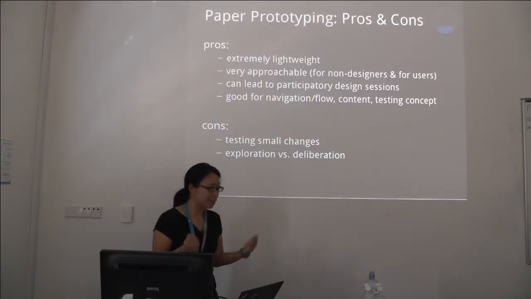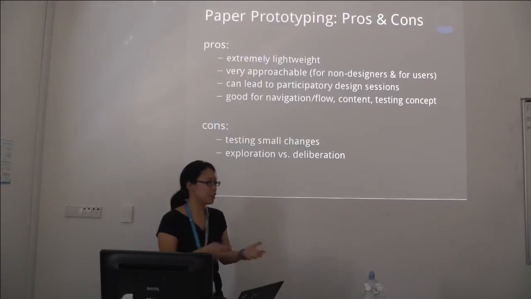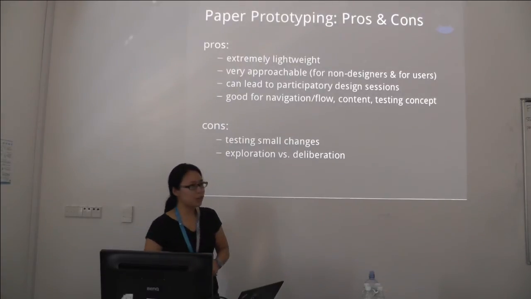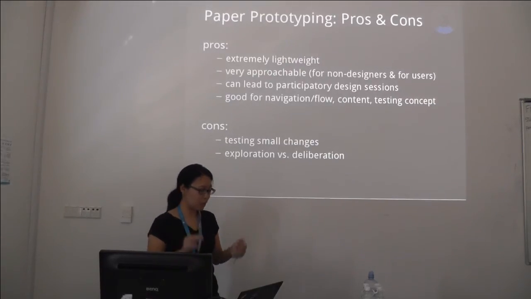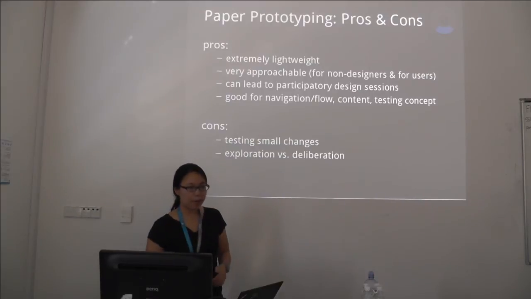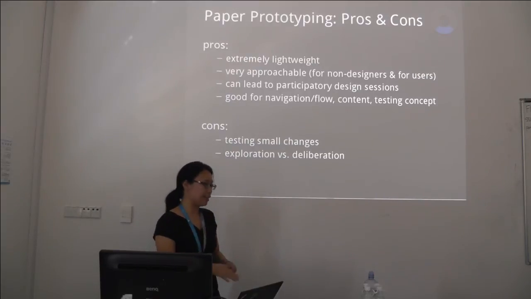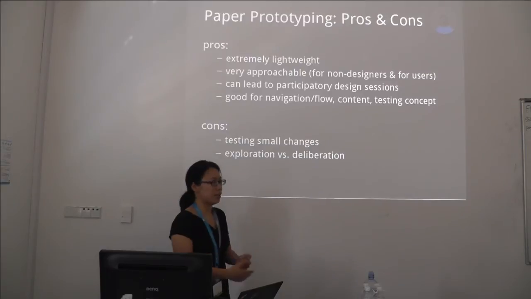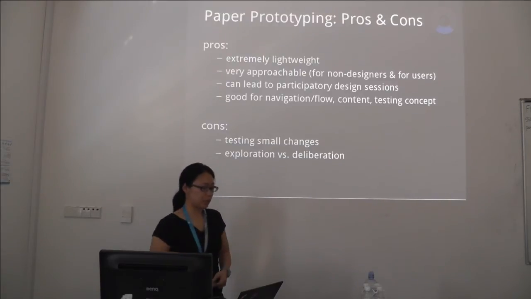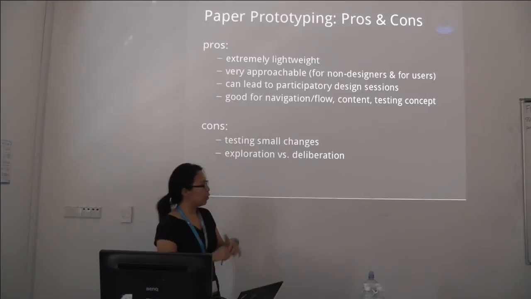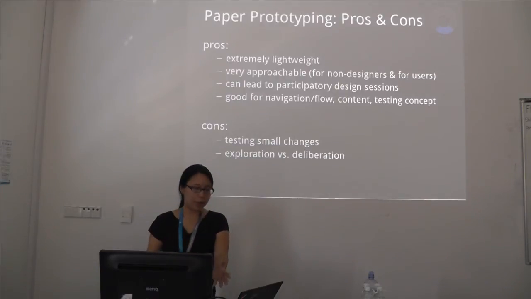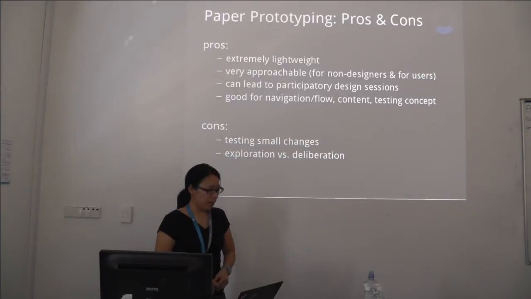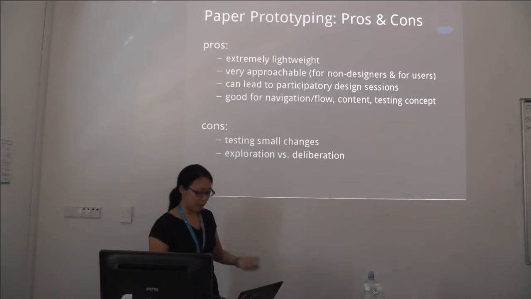You can't really test small changes because it's so obvious that you've changed something, right? And it's also the case that because there's so much motion going on in the switching of screens, users tend to be very deliberate when they say, okay, I'm going to click this button, and they wait for you to place the next screen. Because it's so deliberate, they often don't randomly click on the screen as they would if you saw them in the wild, looking at your prototype. So take that into consideration when you look at the results from paper prototyping.